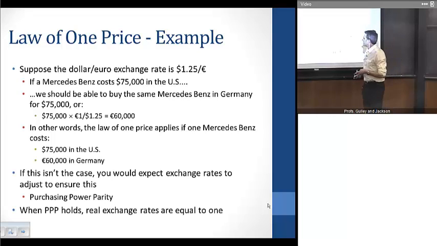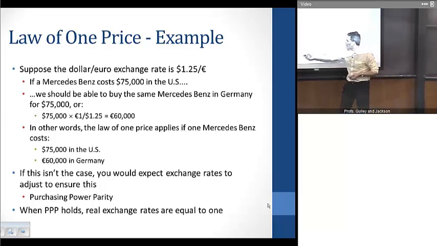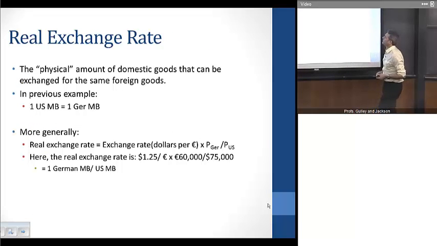If it's not the case, then you would expect exchange rates to adjust in order to make sure that this is the case, and this is what's referred to as purchasing power parity. The idea that exchange rates are going to adjust in order to ensure that this law of one price is going to prevail. And when that occurs, when this purchasing power parity holds, and that law of one price is true, then it turns out that the real exchange rate is going to be equal to unity. It's going to be equal to 1 for these goods. Okay, and I'll explain what that means in just a second.